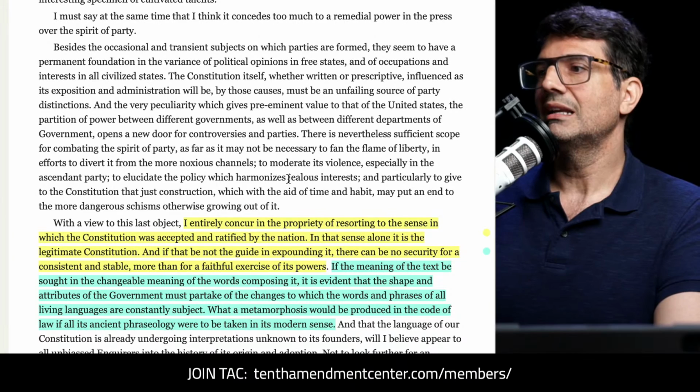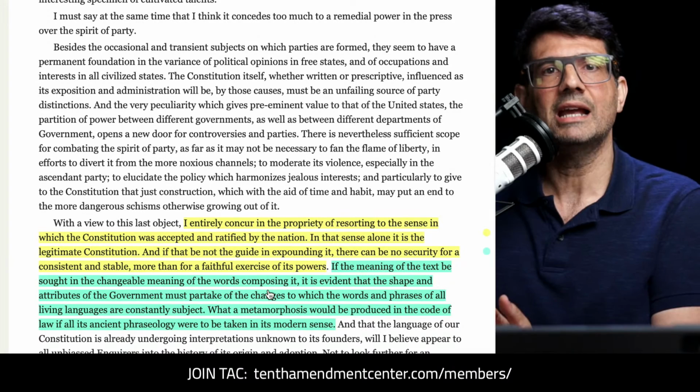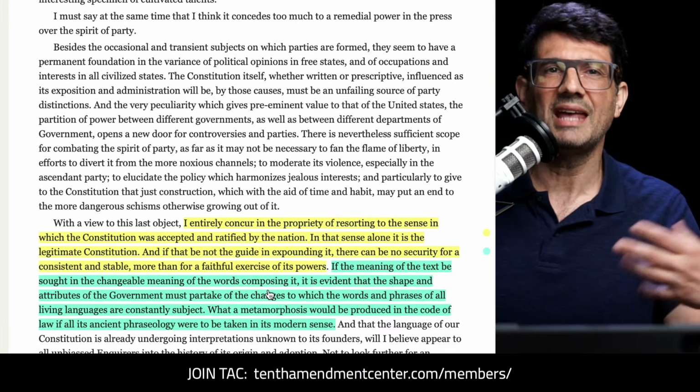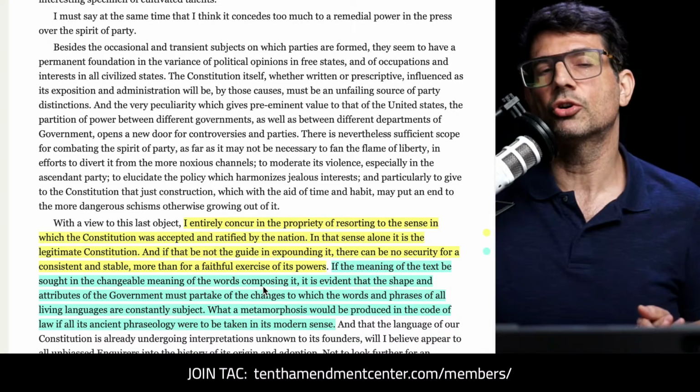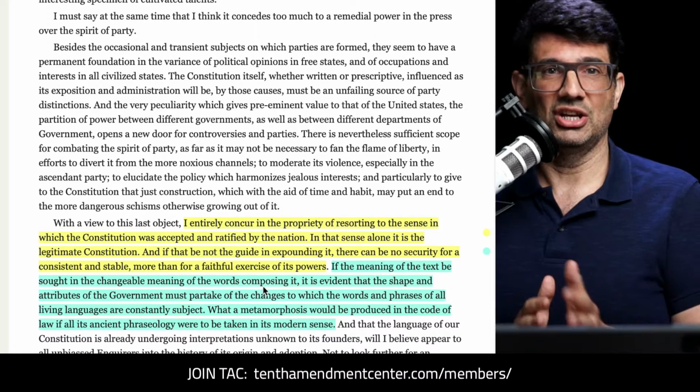He said, if the meaning of the text be sought in the changeable meaning of the words composing it. And again, Madison is actually attacking the idea of a living, breathing constitution, which I think probably got its popularity from the Woodrow Wilson days. I don't know the history of that super well, but that's where I've found it and talked about it in another episode. It's possible that it started much earlier as well, but I think that's really where it got its popularity. And Madison's attacking that right off the bat, because if you just have certain words and society changes the understanding of those words over time, then you're going to have a mess.